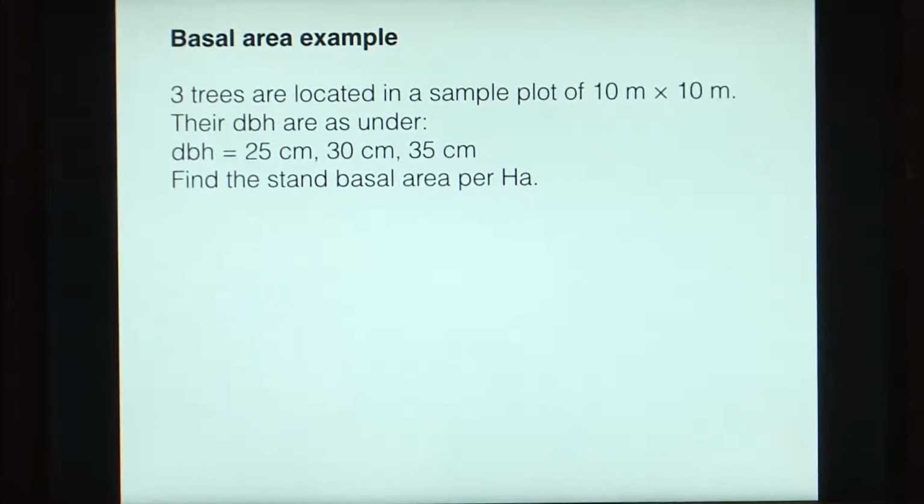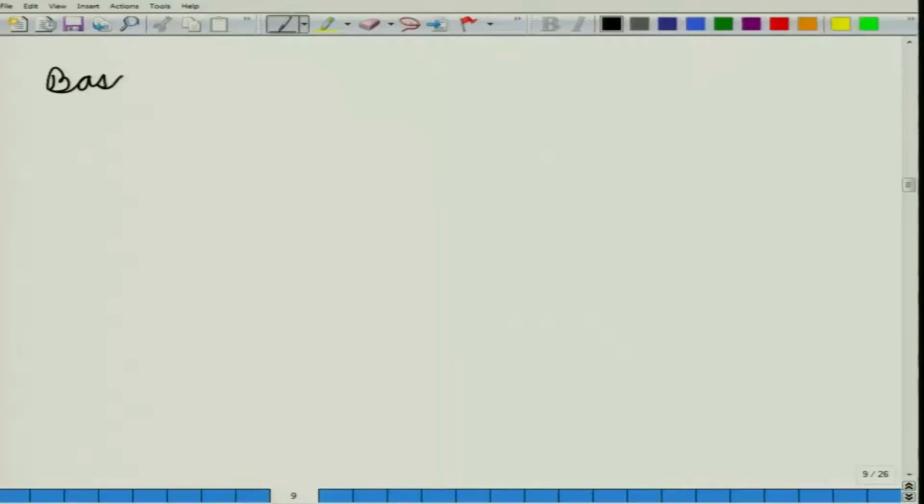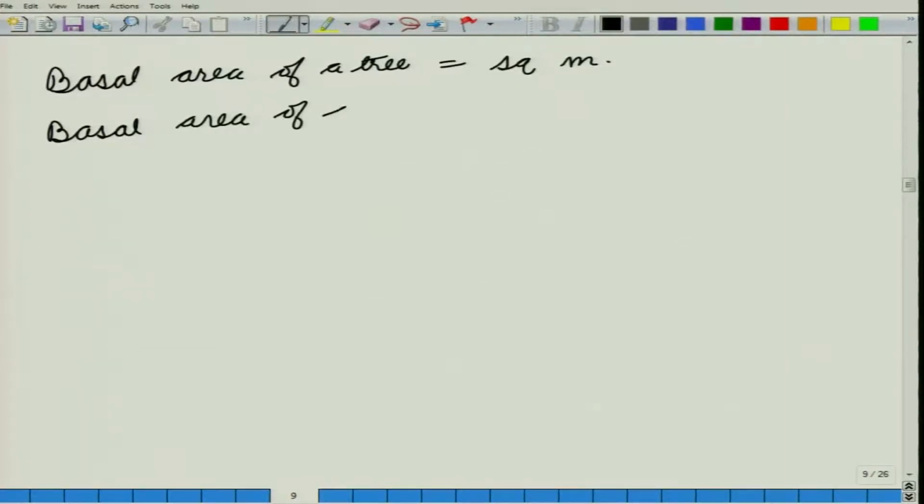Now here we need to remember that the basal area of a tree will be given in square meters, but the basal area of a stand is normally represented as square meters per hectare. So it is the basal area of all the trees combined divided by the area of the plot. The area of the plot is generally represented in hectares.